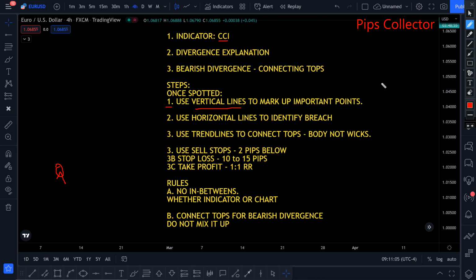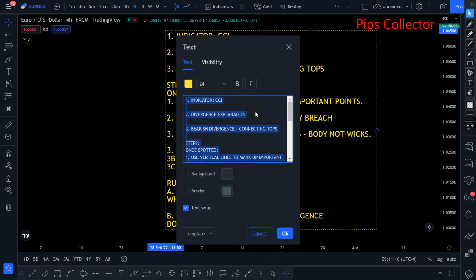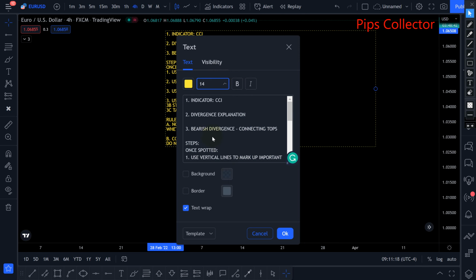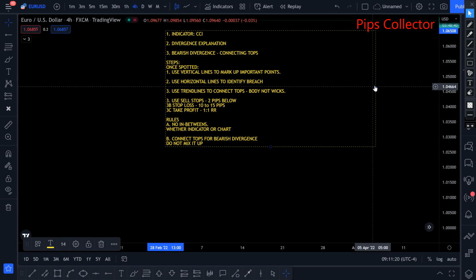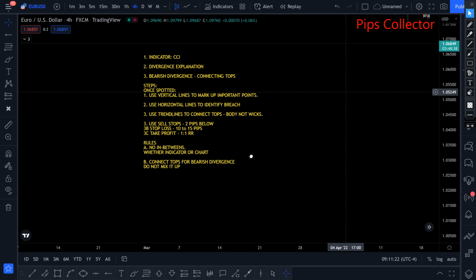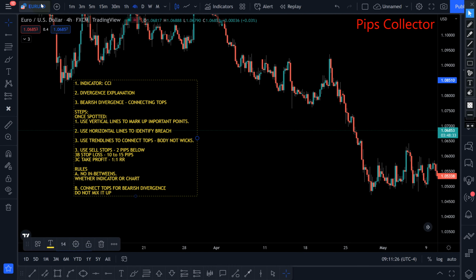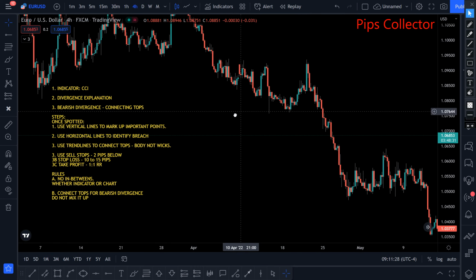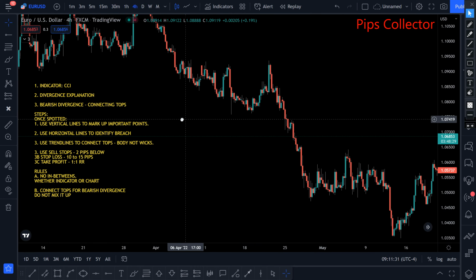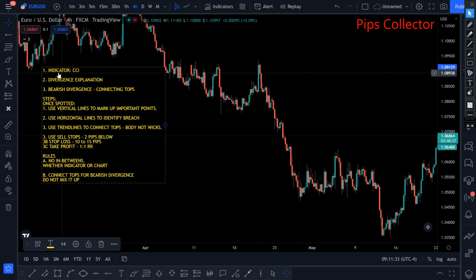Okay, with that explained, let us go straight to another important section. Now this section is where I'm going to throw more light on what exactly we are here for. Okay, so let's do this. Let me minimize this to, let's say, 14, and let's go straight to the chart. This is the chart. I'm going to use EUR/USD 4-hour time frame.